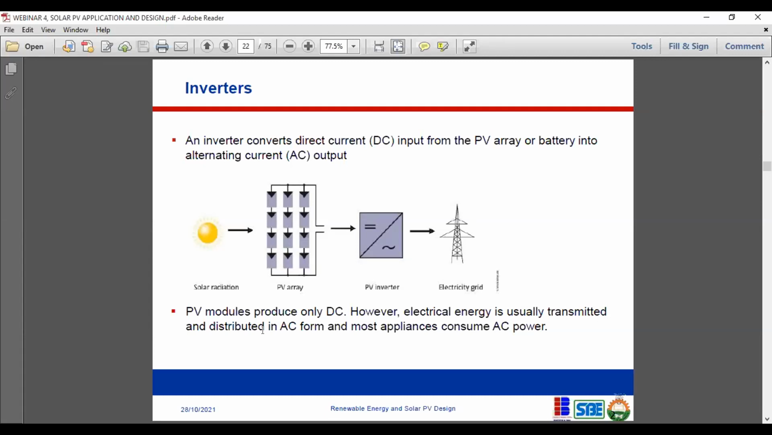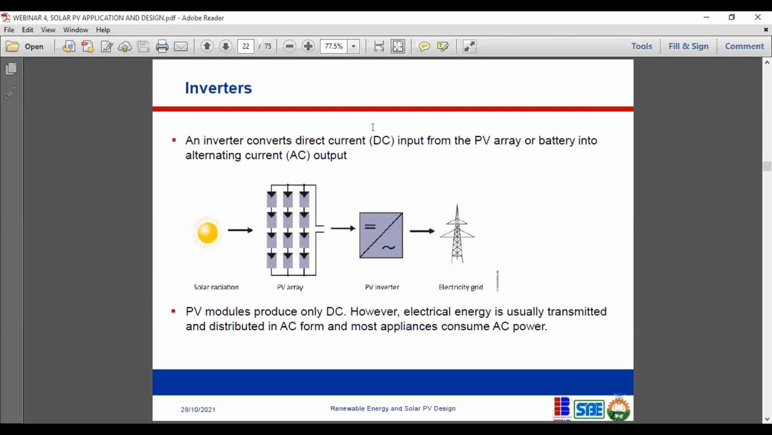Now, from the PV module, we move to inverters. Inverters are just converters. They convert electricity from direct current to alternating current. That is their work. So an inverter converts direct current input from the PV array or battery into alternating current. Alternating current is the basic form of electricity that we use in our homes. Direct current is the kind of current you get from batteries. If you remember, you cannot just take a battery and use it to power your AC, your fridge or your television. And of course, I know there are DC televisions, but in this case, I'm talking about the conventional televisions that we have in our home, which is the AC television.